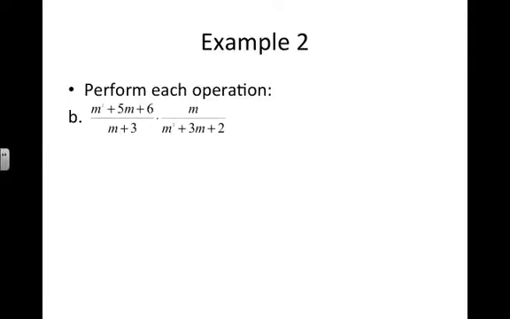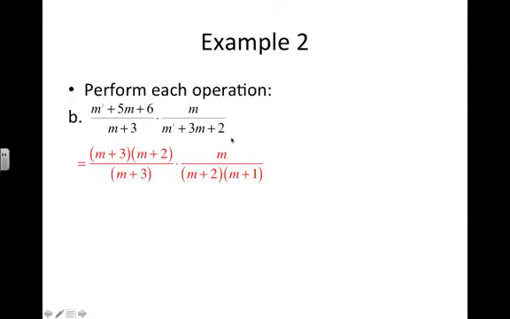Okay? For part B, we've got m squared plus 5m plus 6. Because there's pluses there, we're going to have to physically factor that out, and we're going to do that in just a second. And over m plus 3, we'll have to see if that can factor, or if it's prime. And then we've got times m, and then m squared plus 3m plus 2 we'll have to factor. Well, m squared plus 5m plus 6 factors out to be m plus 3 times m plus 2. The m plus 3 in the denominator is just a little binomial and it's prime.